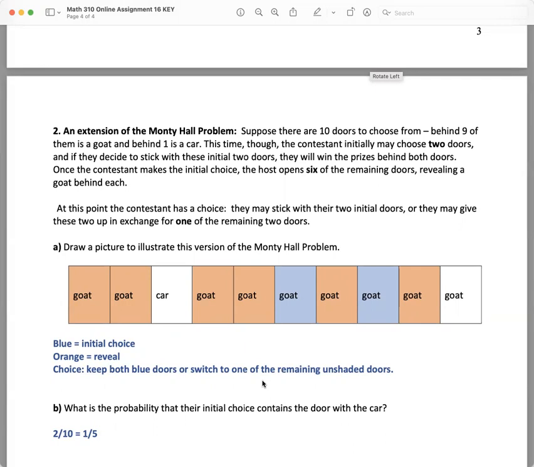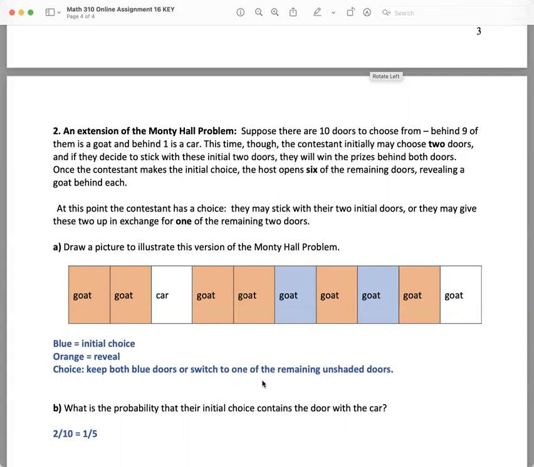Obviously, we didn't pick the goat in this example. And then the orange, the host reveals 6 doors. So those are all opened, and those should all have goat because the host will not open a door that has the car. So we have 6 revealed goats. And then the choice is to keep those 2 blue doors or switch to one of the white doors. And the probabilities are based off of this game.